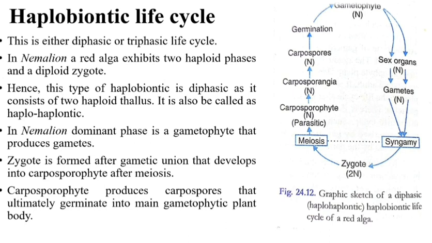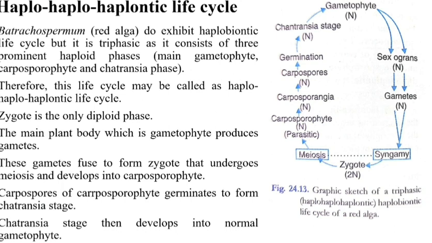In Nemalion, the dominant phase is gametophytic, which produces gametes. A zygote is formed after gametic union. That means 2 haploid gametes fuse to form a zygote that develops into a carposporophyte after meiosis. The carposporophyte produces carpospores that ultimately germinate to produce the main gametophytic plant body again. Then the haplontic type of life cycle.